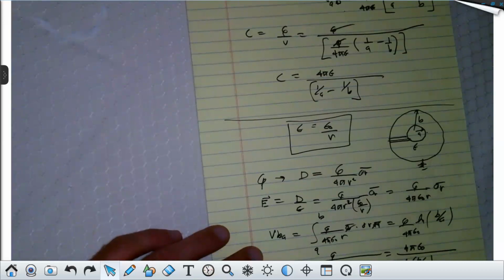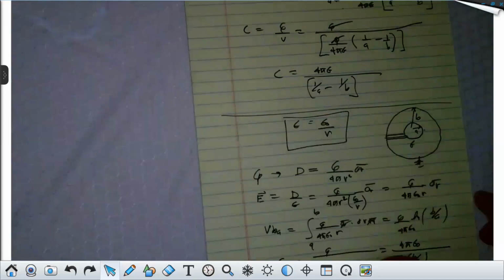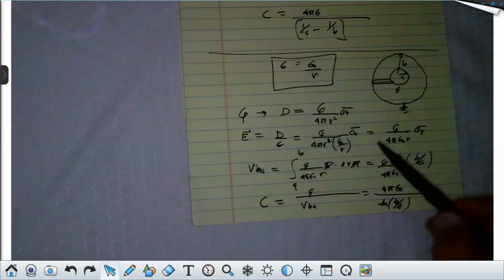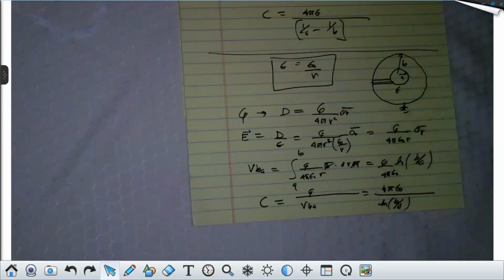Class? Y'all see what I've done, Tyler? Oh, yeah. I just said that what I'm doing is taking Q, the assumed Q, and dividing it by V_BA, which really gets rid of the Q and just takes 1 over what's left. So I get 4 pi epsilon naught divided by natural log of B over A.